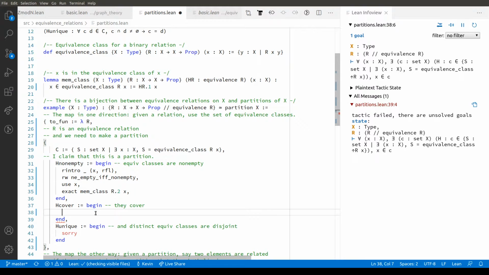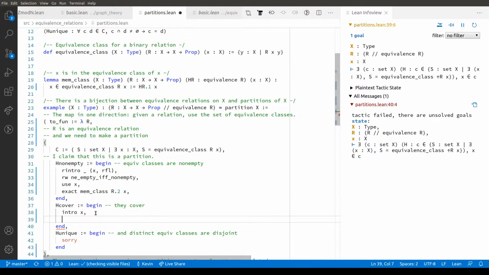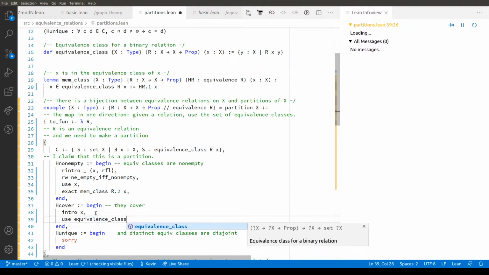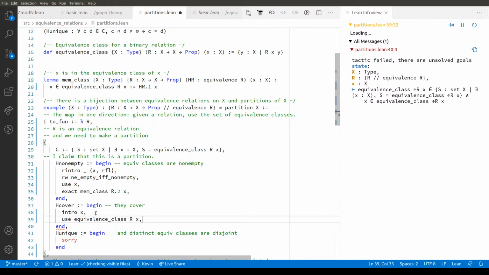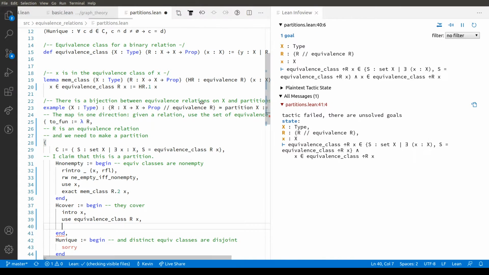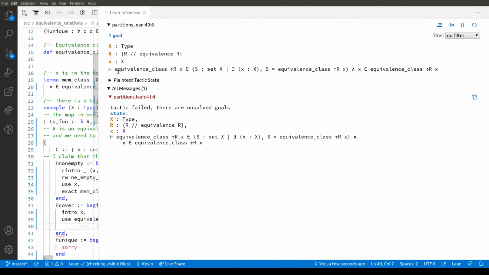What does this even say? Okay, so we've now got to prove that the blocks cover. So let little x be arbitrary, and now we've got to prove that there's a block which X is in. So again, let's use the equivalence class Rx. Great. So now we've got to prove that this equivalence class is in some set.